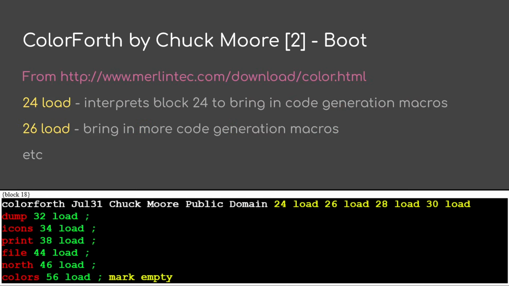So if we look at some of the blocks inside ColorForth, notice this one here, block 18, this starts doing the code generation. So it'll push 24 and then it'll load, which will take block 24 and actually bring in all the code generation macros. And then the next one, 26 load, will bring in more code generation macros from block 26.